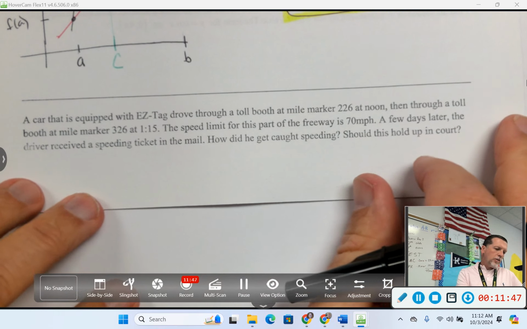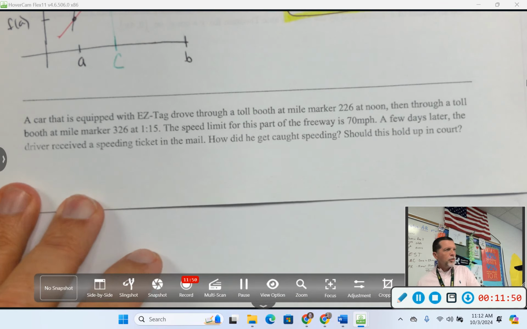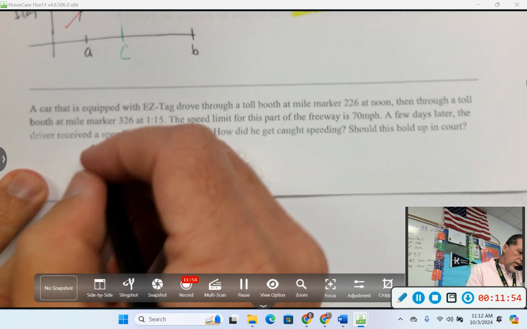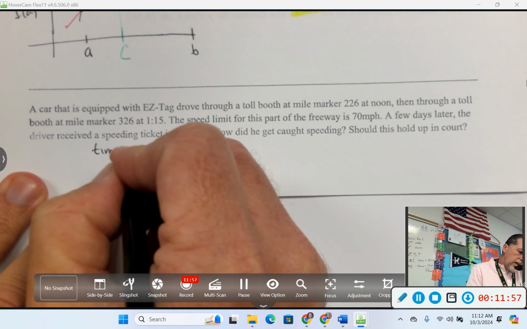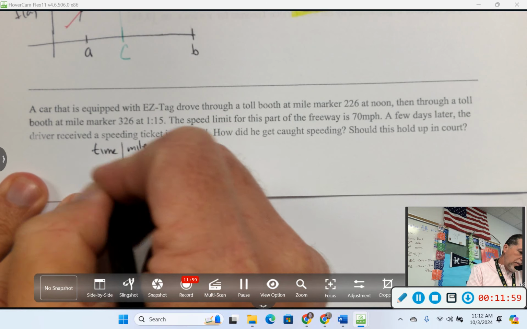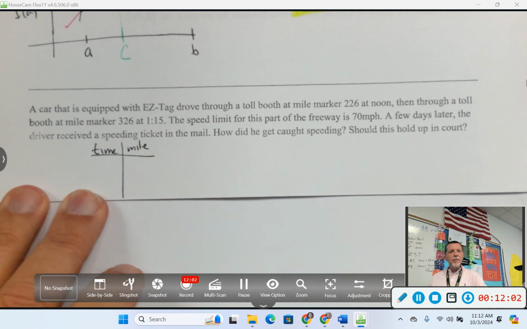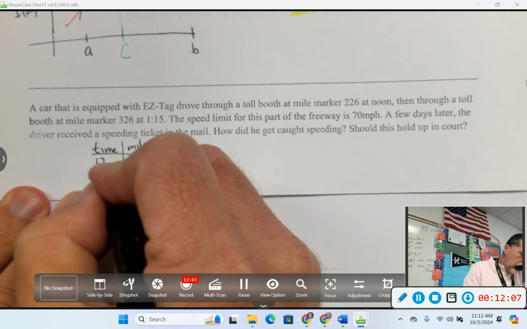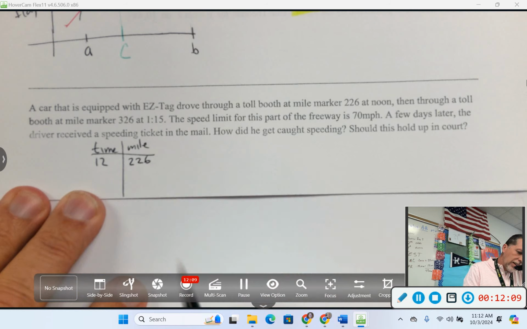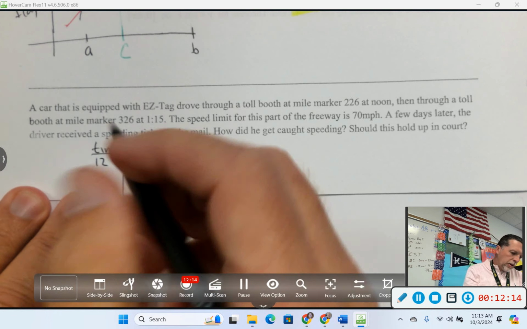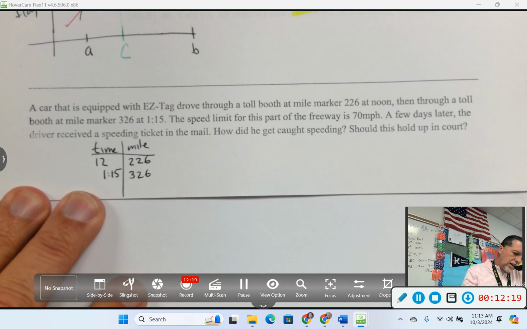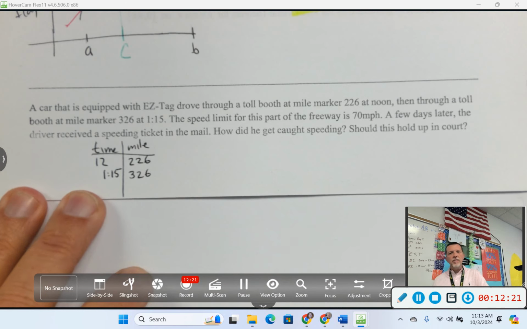Okay, a car that is equipped with an easy tag drove through a toll booth at mile marker 226 at noon. Time, miles. Anytime that I see a lot of data coming, I'm going to try to organize that. So at noon, we were at mile marker 226. Then through a toll booth at mile marker 326 at 1:15. The speed limit is 70.